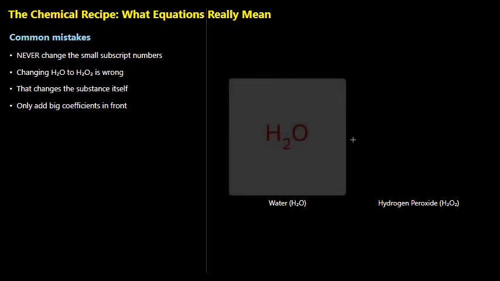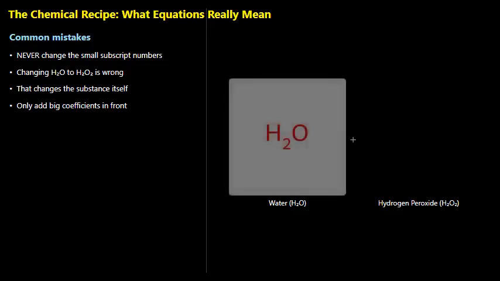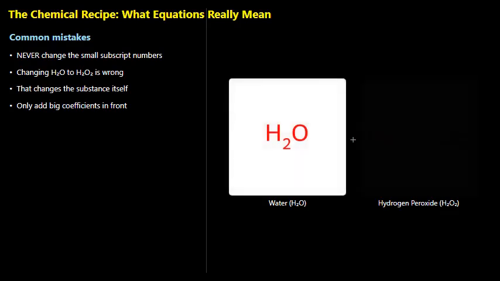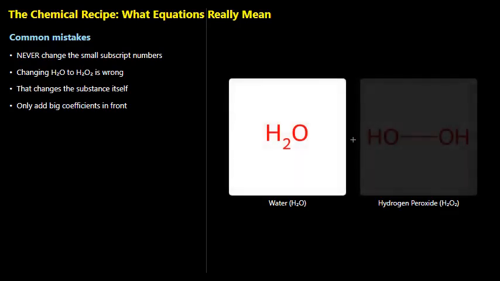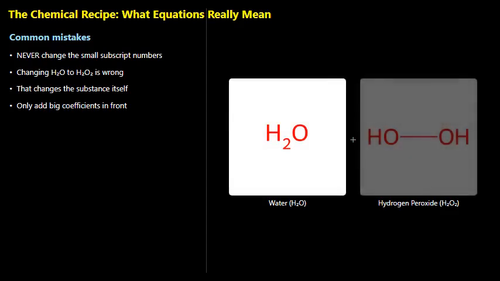You might think, I need another oxygen, so I'll turn H2O into H2O2. But that's no longer water, that's hydrogen peroxide, a completely different chemical used for bleaching hair. It's like changing the word "flour" to "flower" to fix your cake. You must only ever change the big numbers in front, the coefficients, which tell you how many of each whole molecule you have.